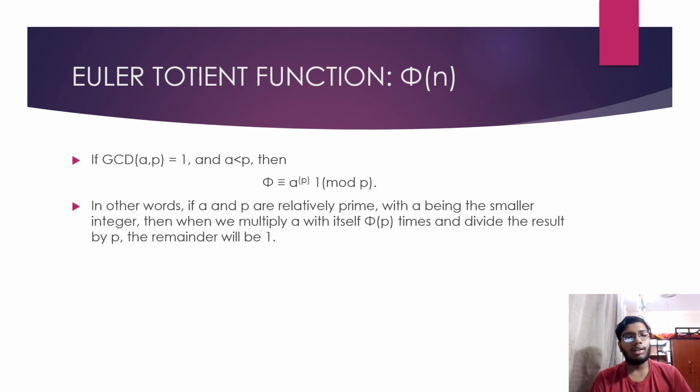If GCD of a comma p is equal to 1 and a is less than p, then we can conclude that a to the power p minus 1 is congruent to 1 mod p. So in other words, if a and p are relatively prime, with a being the smaller integer, then when we multiply a with itself p minus 1 times and divide the result by p, the remainder will be 1.